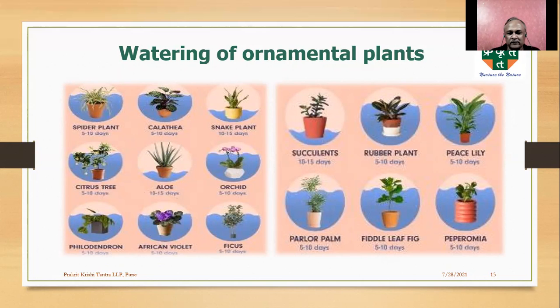But depending on the region and the season, the atmospheric temperature and the atmospheric humidity will determine the soil moisture. And accordingly, after checking, you can decide in what season what frequency of watering is required. Similarly, for succulents the interval will be more, and for other plants it will be the same 5 to 10 days. You can decide about it.